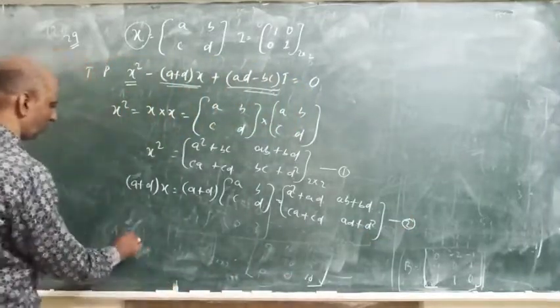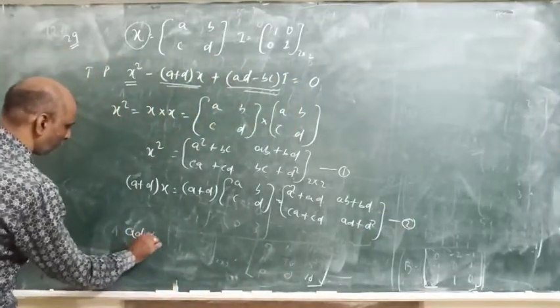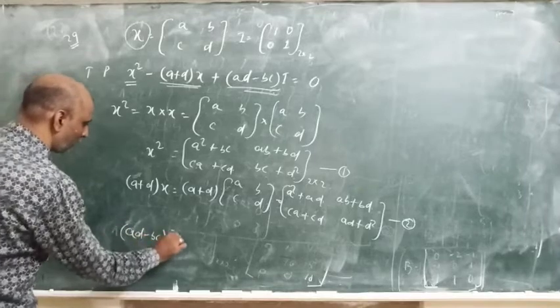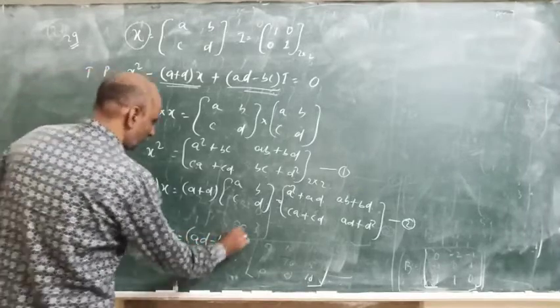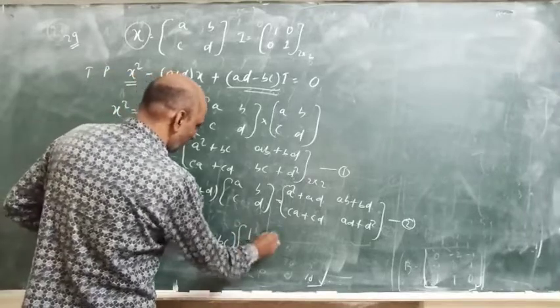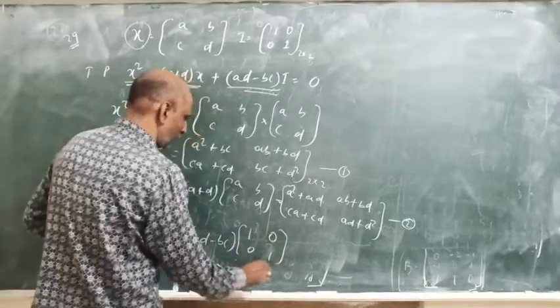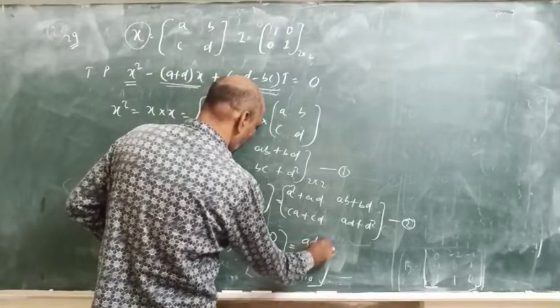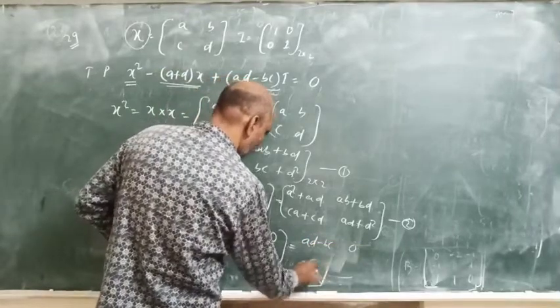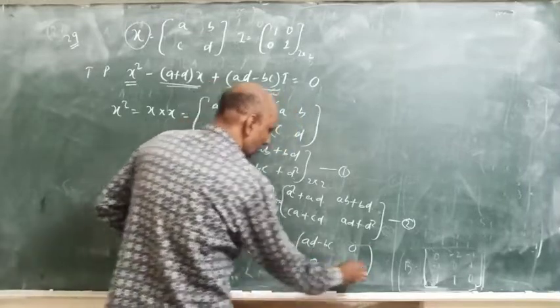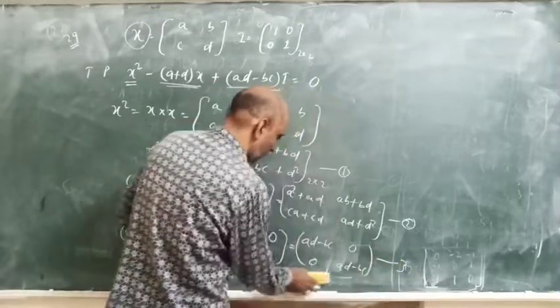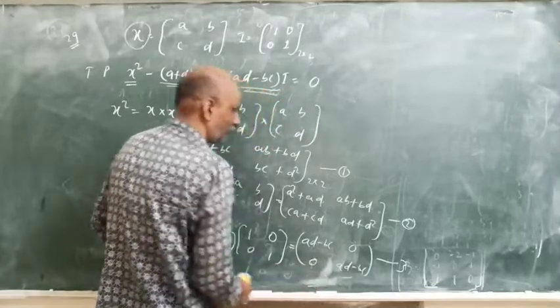Then (ad minus bc) into I, I means your unit matrix [1 0; 0 1], which will be [ad minus bc, 0; 0, ad minus bc]. This is your third equation.